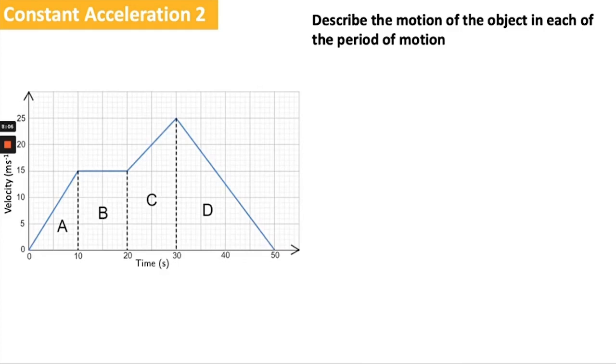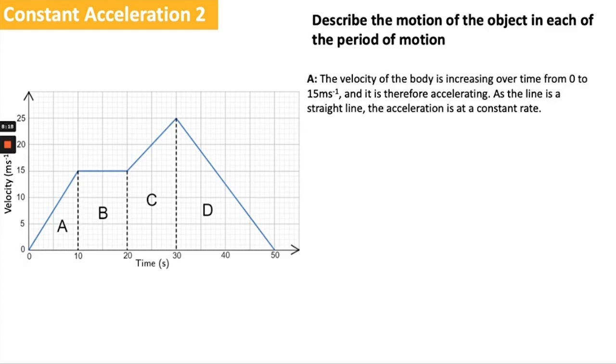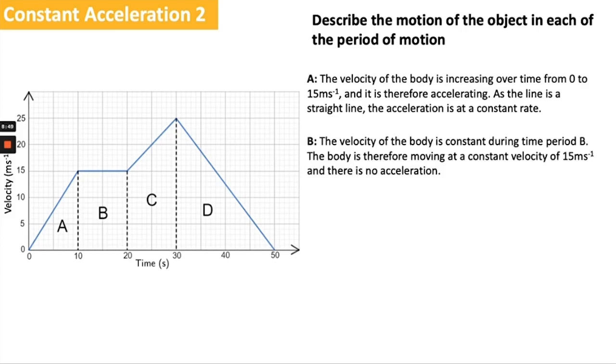In section A, the velocity has increased from 0 to 15, and it took 10 seconds to happen. Because we have that straight diagonal line, we know that the acceleration is at a constant rate. If it was curved, it would be changing or a variable rate of acceleration. But these straight line segments let us know the acceleration is constant.